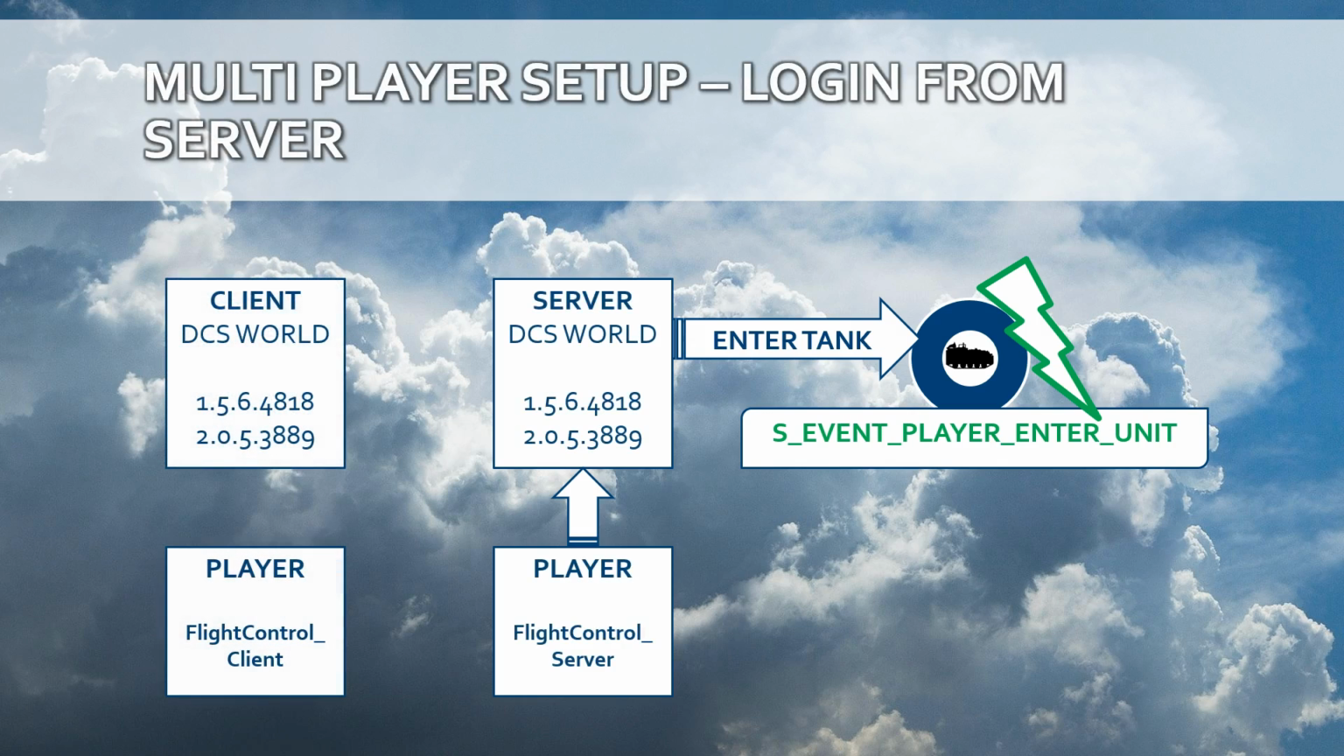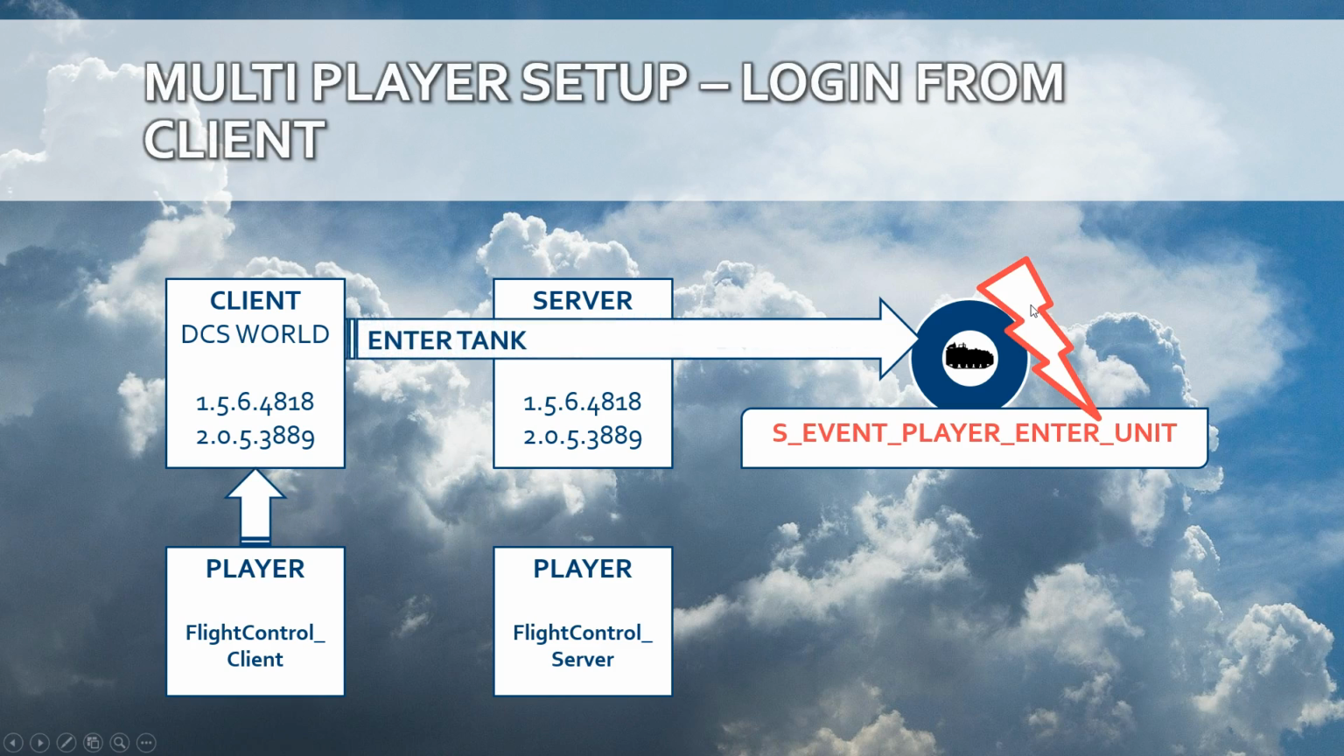The second setup is a multiplayer setup, but I'm going to log in from the server. So when I'm in the username flight control server, I'm logging in on one of those missions here running, I'm entering the tank, and you'll see the S-event player enter unit being fired correctly. Unfortunately, when I'm having a client connected to the server and I'm joining player as a flight control client in one of these missions and I'm entering the tank, then the event won't be fired at all. And this is a bug.